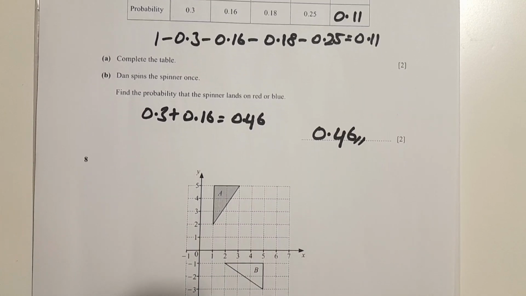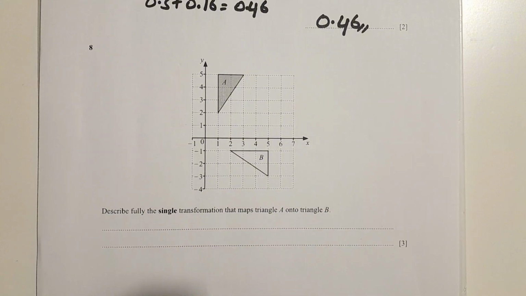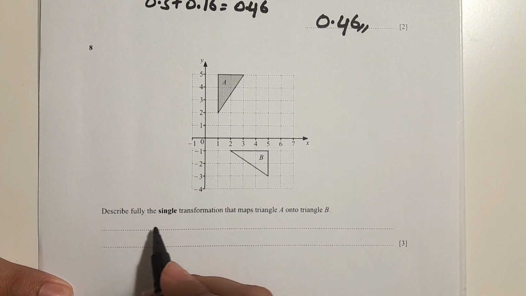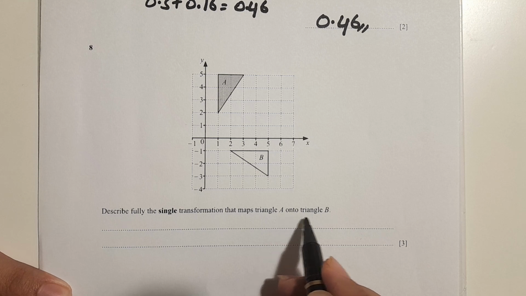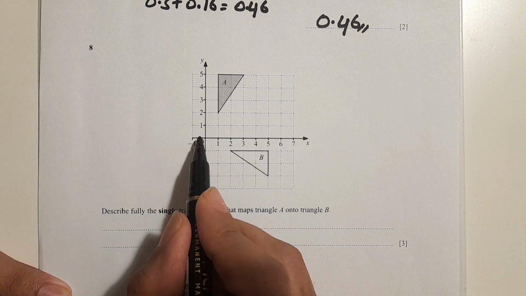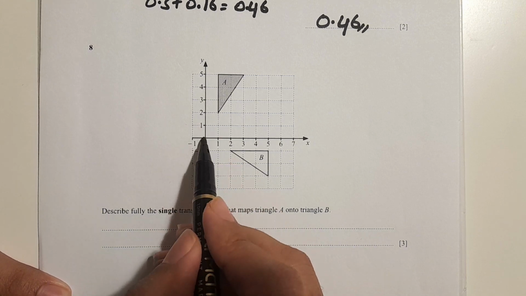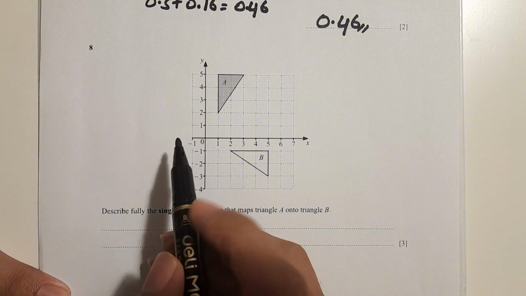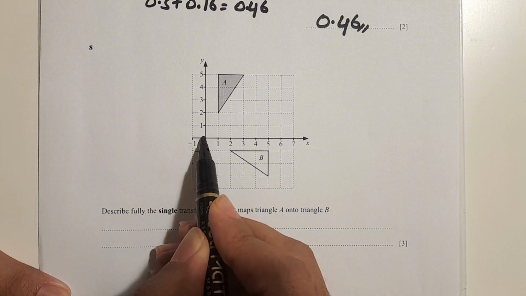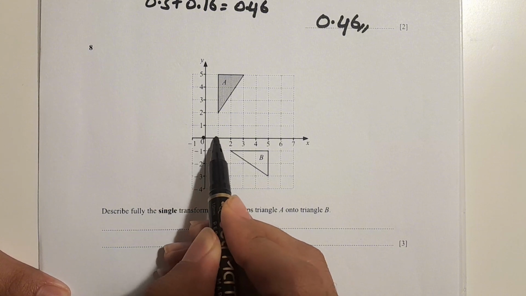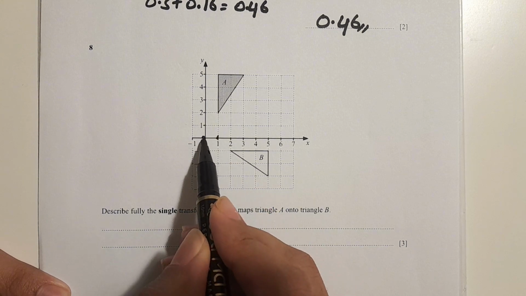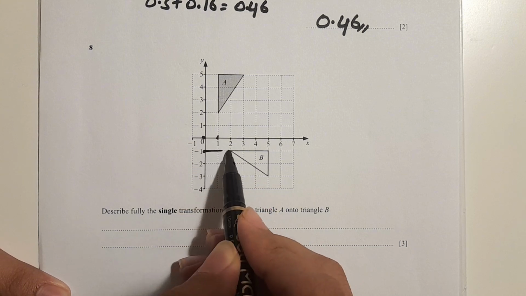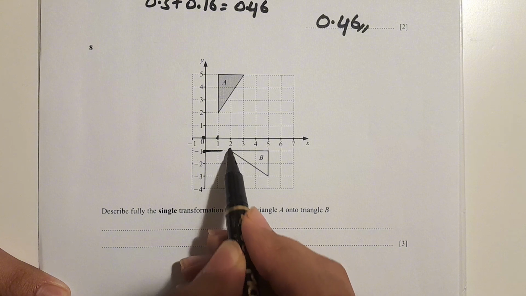Now for question number 8. Describe fully the single transformation that maps triangle A into triangle B. So if you can see from here, if we just start from the point 0, 0 here, the point moves 1 to the right and 2 upward. And if it is rotating 90 degrees, then it will move 1 down and 2 right. So it's coming on the exact point.